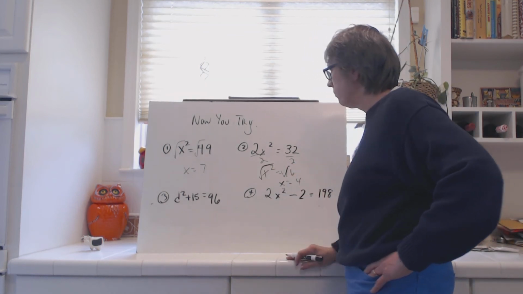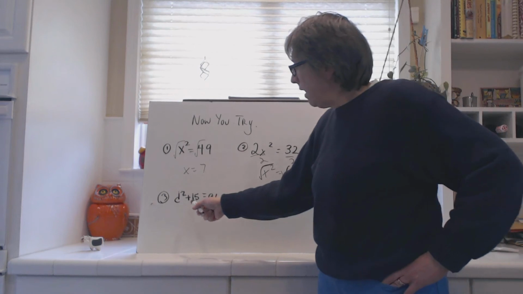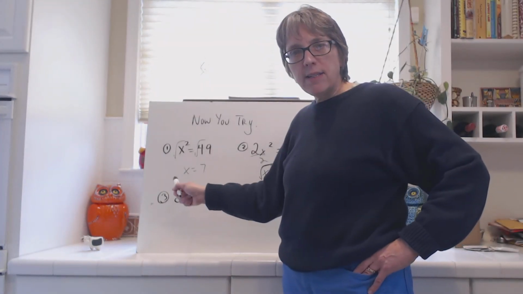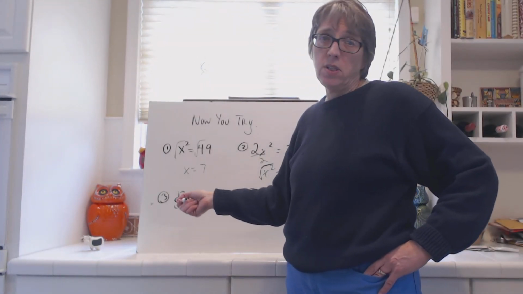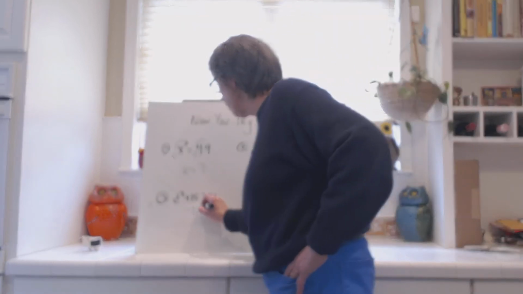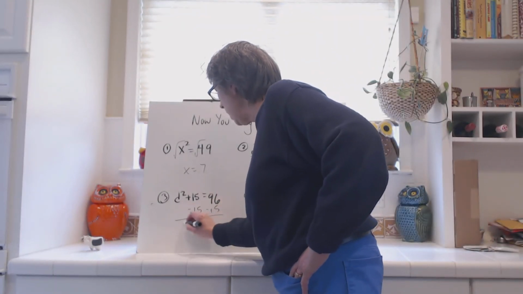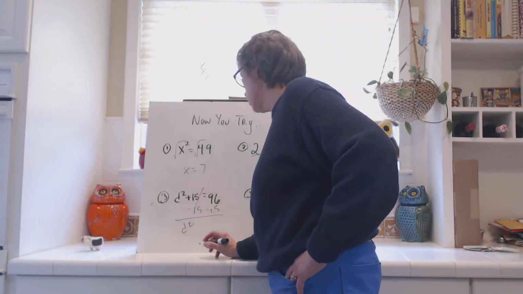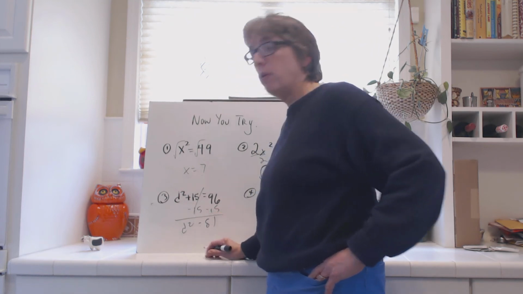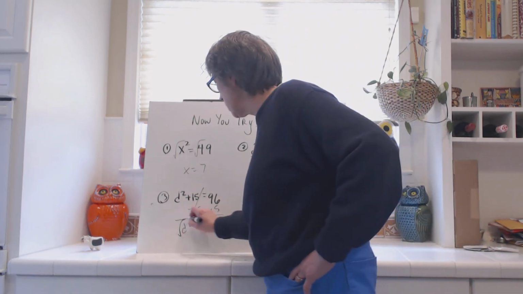X equals 4. Here, you were adding 15. You need that d on a side by itself, the d squared. So we're going to subtract 15 from both sides. And we get d squared equals 81. What do we do? Take the square root of both sides.